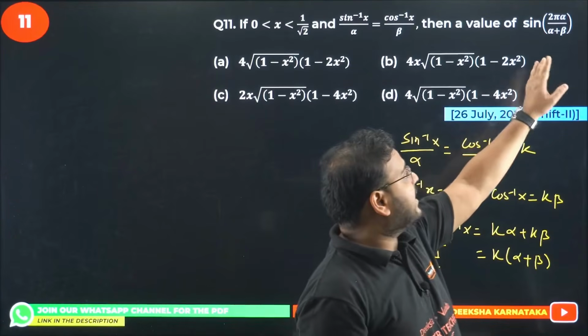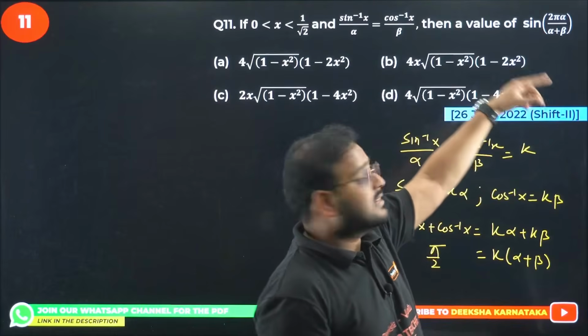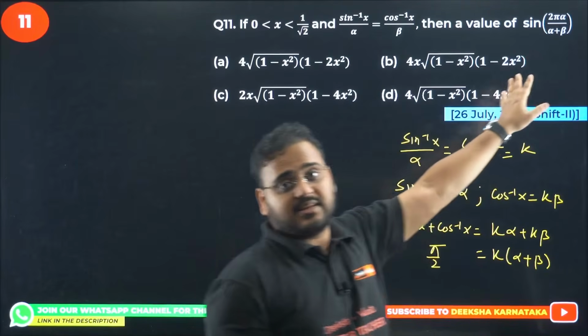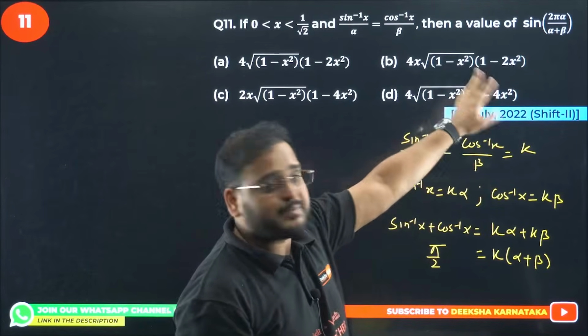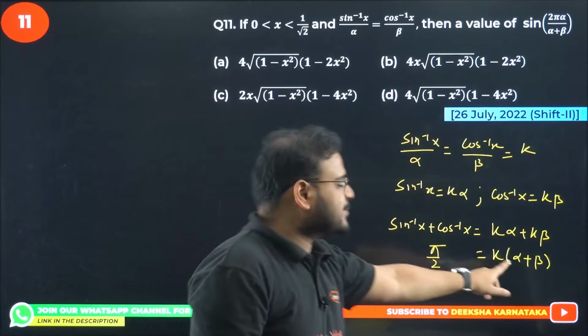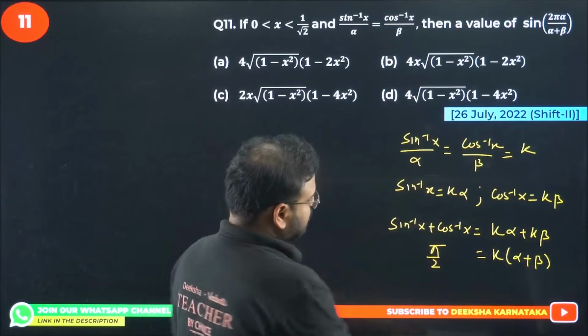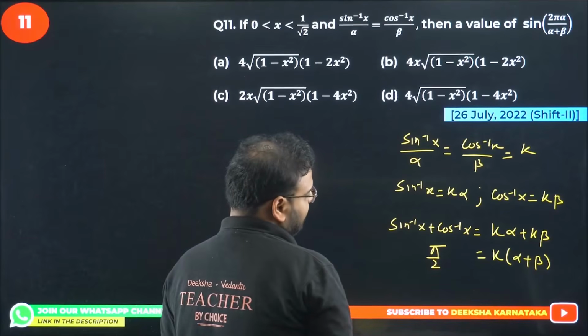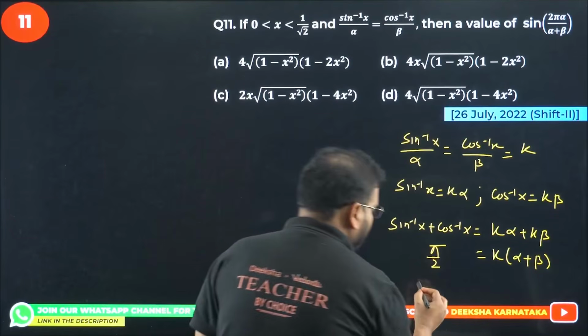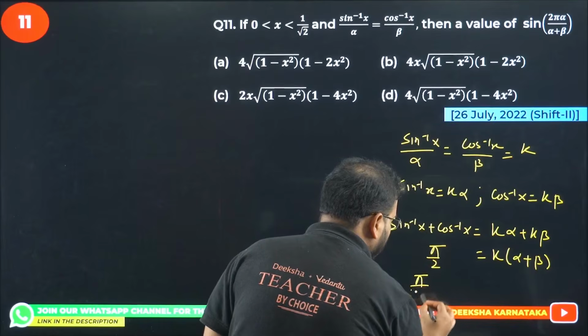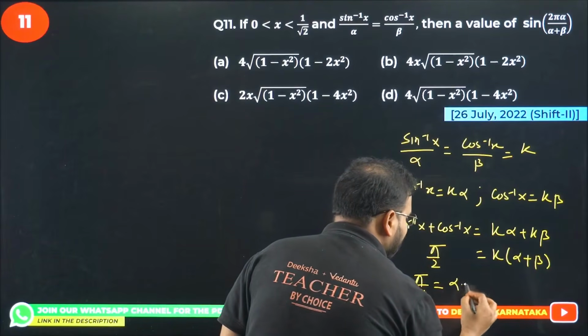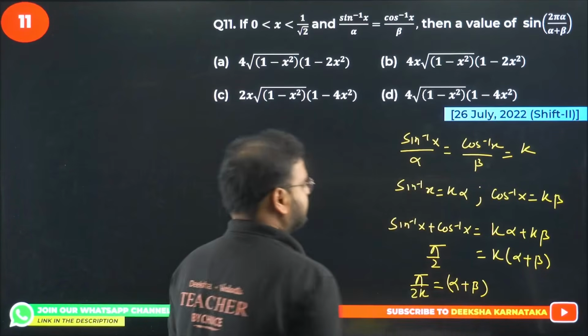Sine of 2 pi alpha by alpha plus beta, they are asking us. It means I need the alpha plus beta value. So I'll get alpha plus beta from there. From here you can see directly, I'm getting pi by 2k equals alpha plus beta.